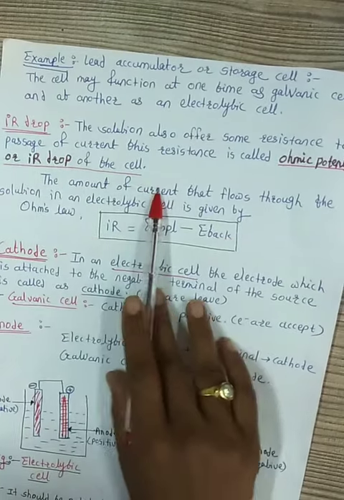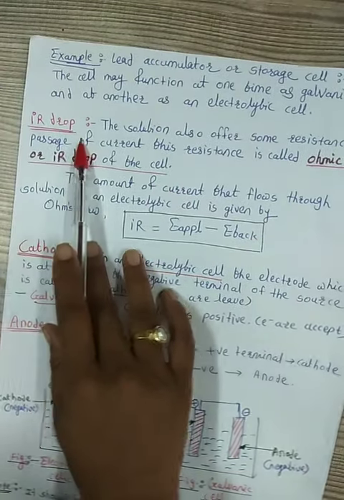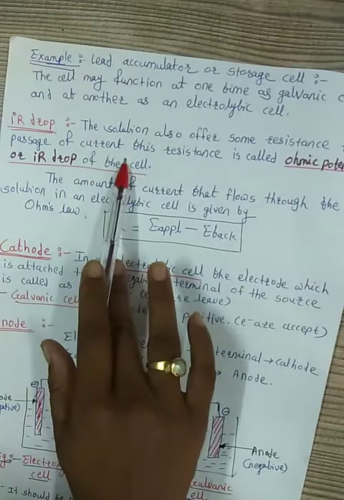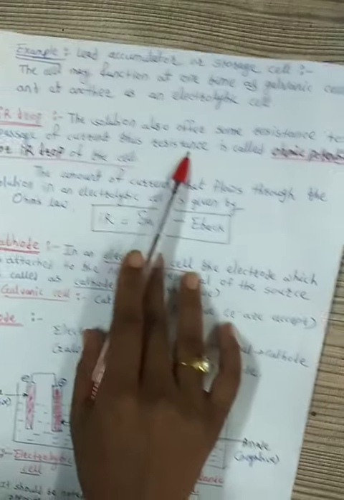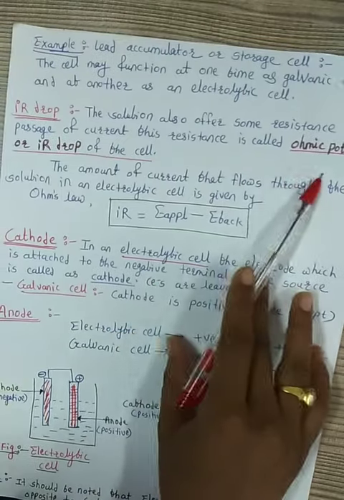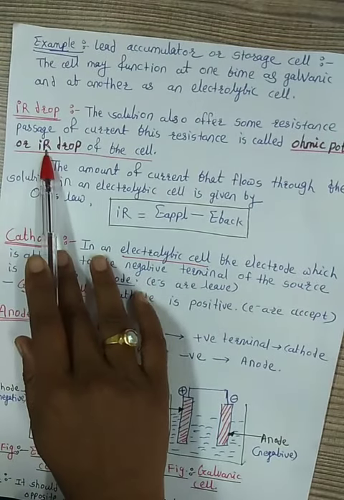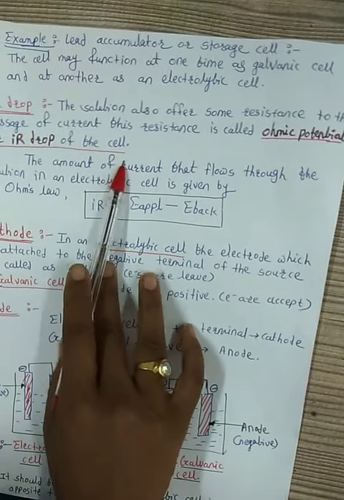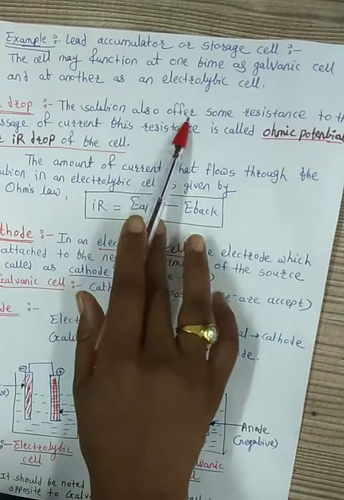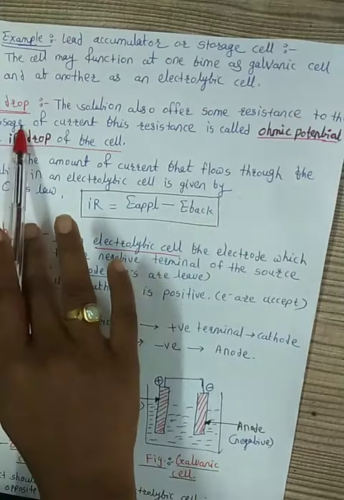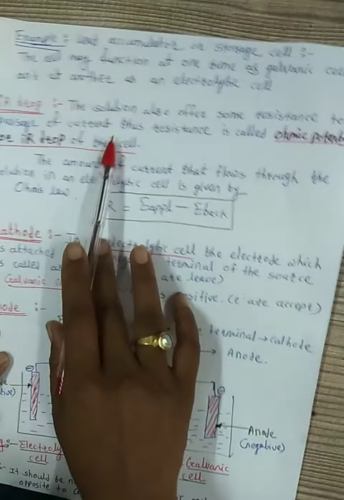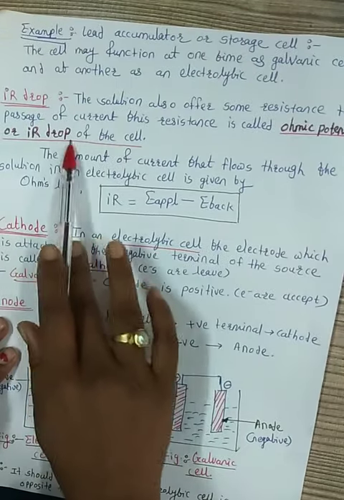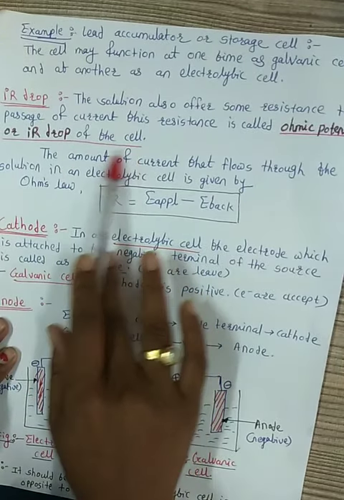So student, now we have to know the IR drop. The solution also offers some resistance to the passage of current, and this resistance is called the ohmic potential, or it is called the IR drop of that particular cell. Once again I repeat that definition. The solution offers some resistance to the passage of current, and this resistance is called the ohmic potential or IR drop of that particular cell.